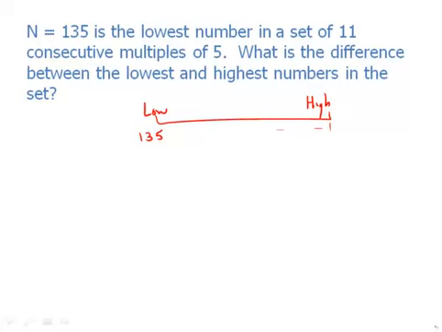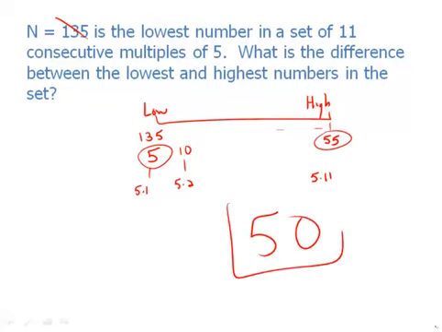So I'm going to just make it easier. I'm going to ignore that 135. I'm just going to say the lowest number is 5. And of course, that is 5 times 1. Of course, the next number would be 10. That's 5 times 2. And we'd go up 11 multiples. So the 11th multiple, of course, would have to be 5 times 11, which is 55. And so really, we want the difference between the high and the low. 55 minus 5 is just 50. That's the difference. So that's a very easy way to solve that question.